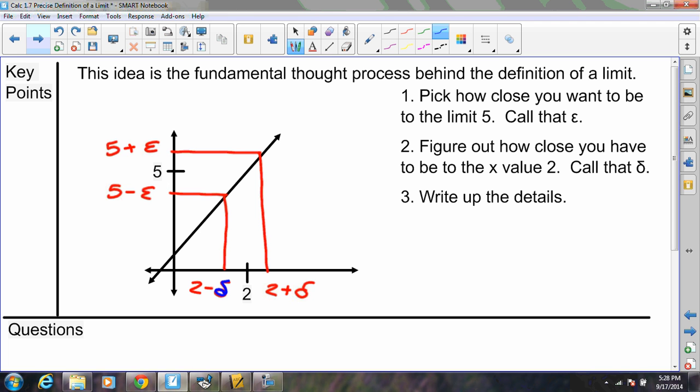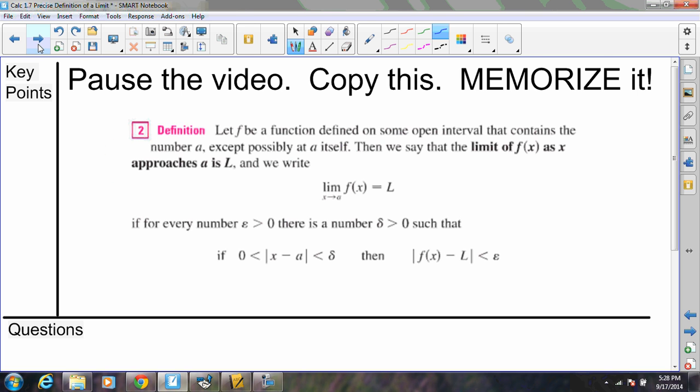What the number is for this delta, that's what we will need to figure out. After we figure out the delta value, we'll be able to write up the details and actually answer the question. Here is the actual definition of a limit.